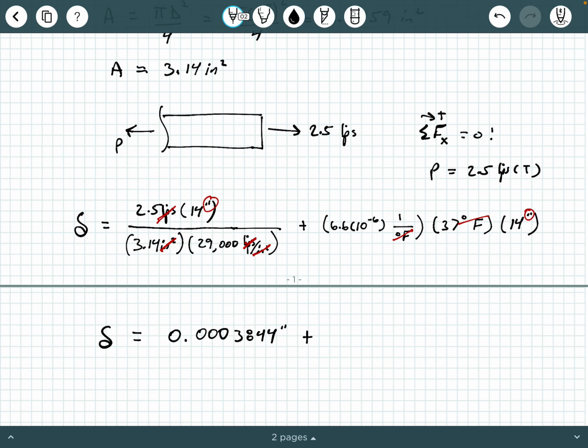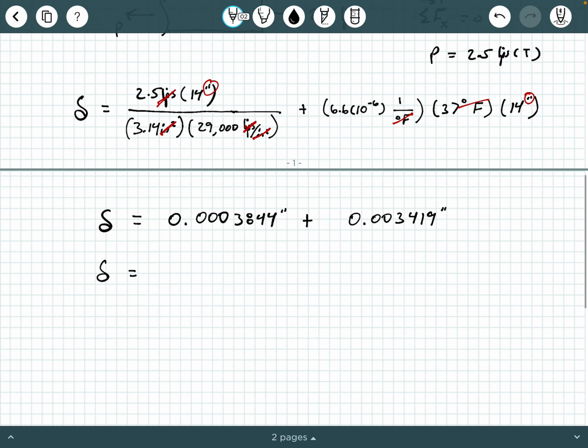And then let's look at the second term. We have 6.6 times 10 raised to the negative 6th power. And we're going to multiply that by 37. And then we're going to multiply that by 14. And so we get a thermal deformation of 0.003419 inches. And we can add these two together, and we will get the following total deformation as 0.003803 inches, and that's going to be an elongation.